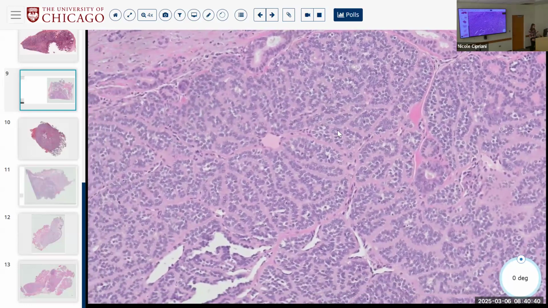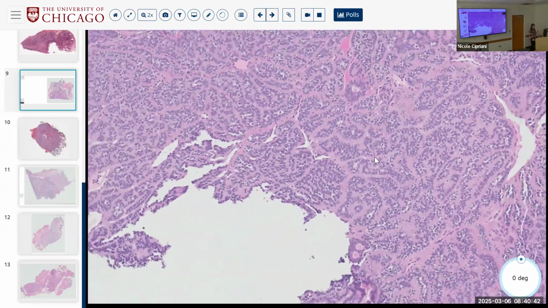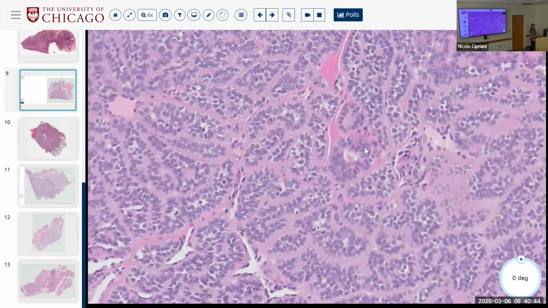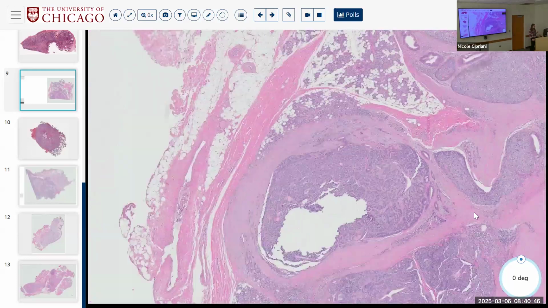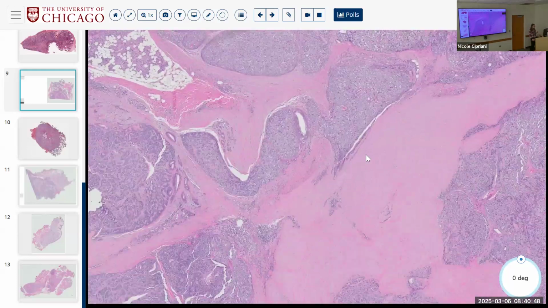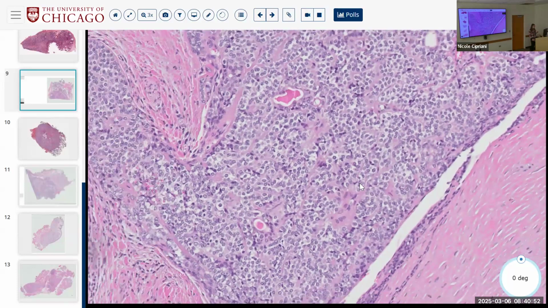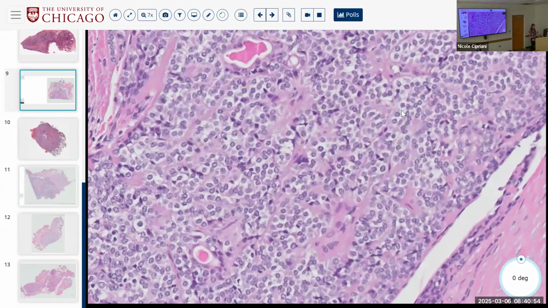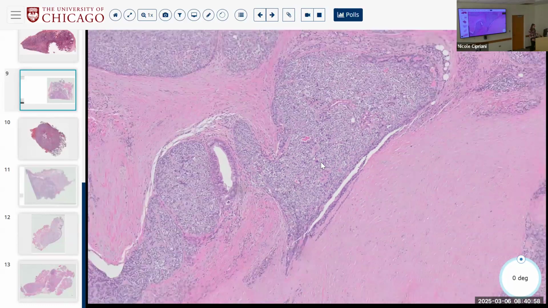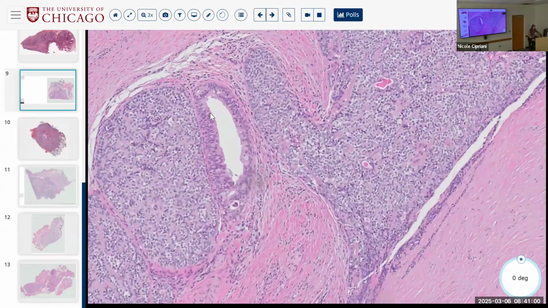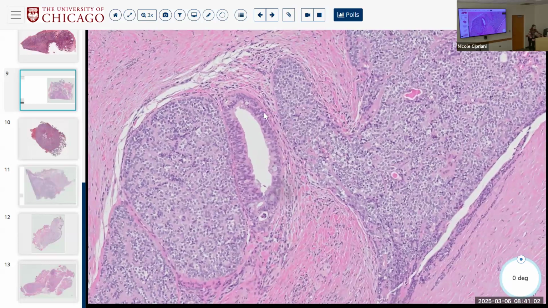Quite monomorphic looking, maybe with some suggestion of ducts. Let's see. Not overtly high grade yet, right? Pretty bland, pretty monotonous, not a lot of mitosis or necrosis. Be careful of entrapped ducts, right? Not to overinterpret these as tumor, right?